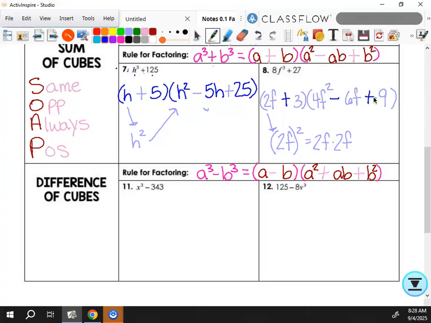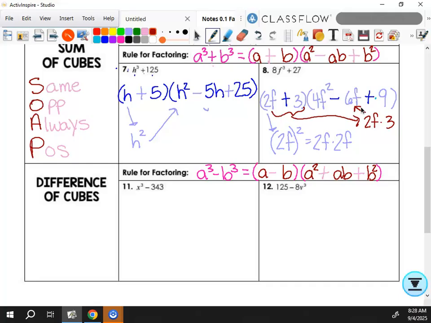I multiplied, so to get this term here, I take these two and multiply them together. So it's 2f times 3, and that's where this 6f comes from. Good question. Anything else? We're all good?